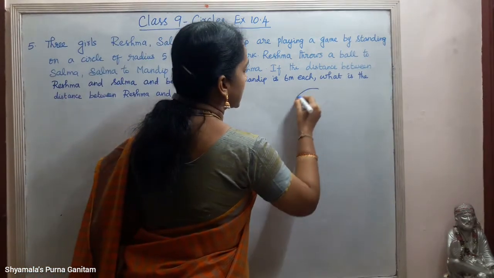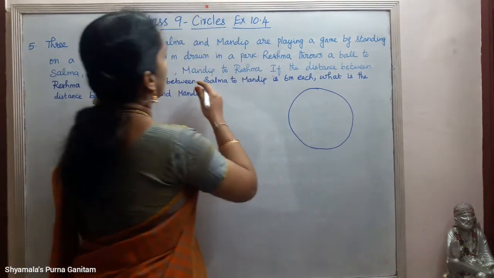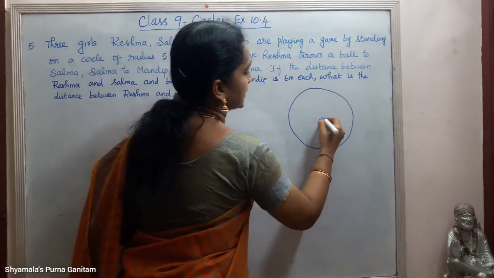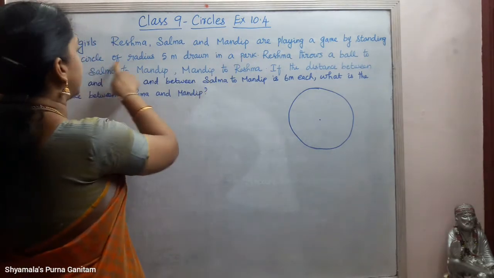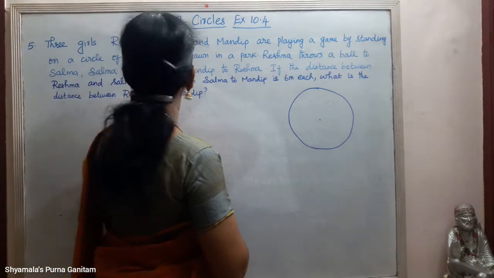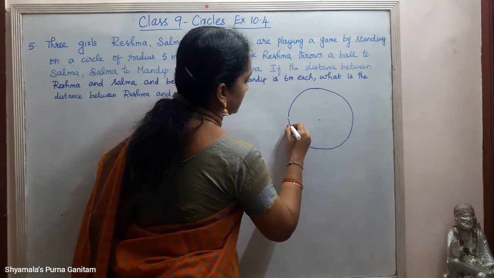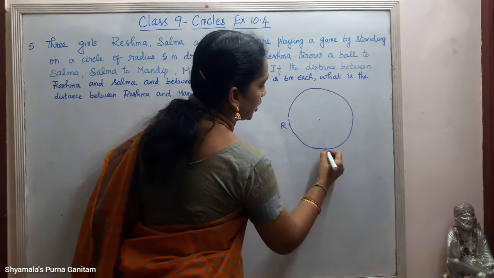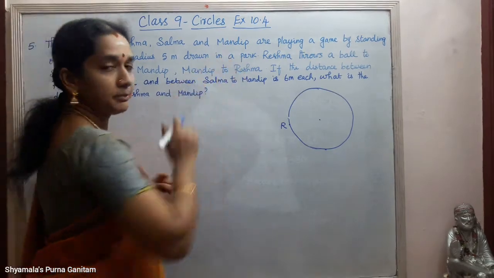So 3 girls are standing. They are playing in a circular park of radius 5 cm. The radius of the park is given as 5 cm. They are playing a game by standing on the circle of radius 5 cm in a park. Reshma throws a ball to Salma. Reshma to Salma, Salma to Mandeep and Mandeep to Reshma.